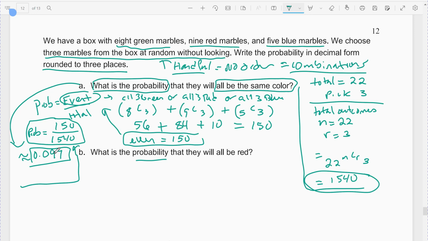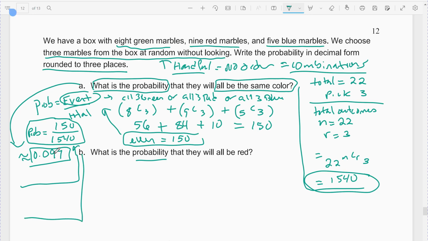Alright, so the probability that we get all of the same color, either all green, all red, or all blue, is 150 divided by 1,540, the total. And then if I write that as a decimal, it comes out to 0.097. Alright, B now. So that was A, B.